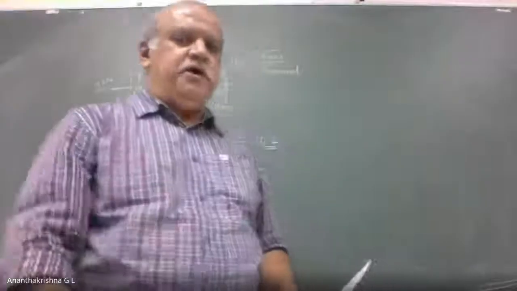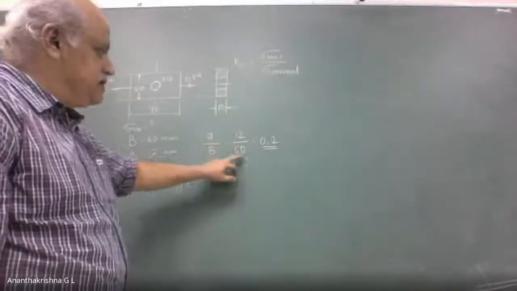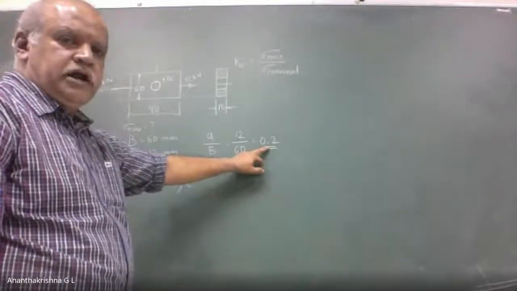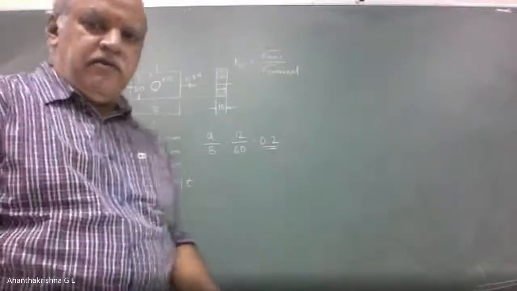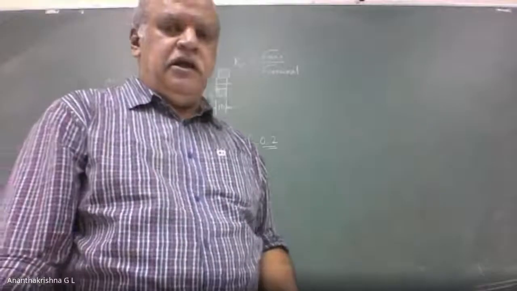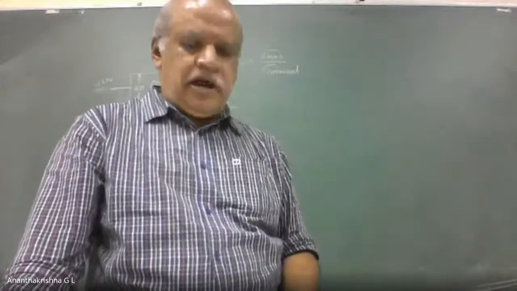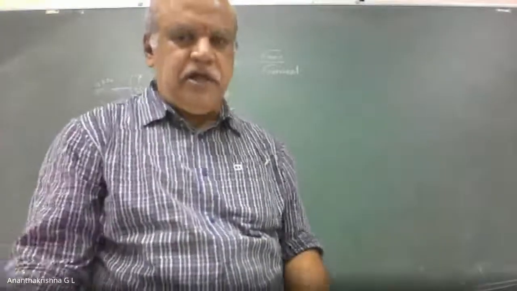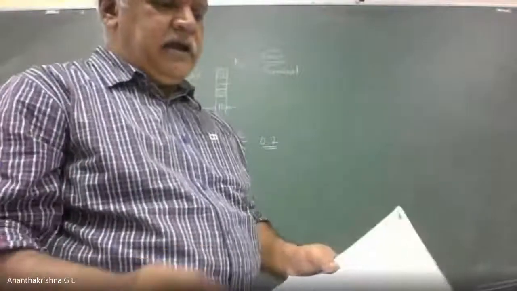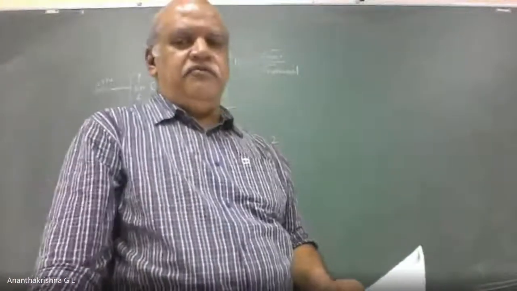Sir, A by B is 0.2 for us. For the given problem, A by B is 12 by 60. I have got 0.2, correct? Yes. So for this 0.2 on the x-axis, travel upward until you touch the curve in the graph, and then travel left towards the y-axis and get me the value of K sigma.